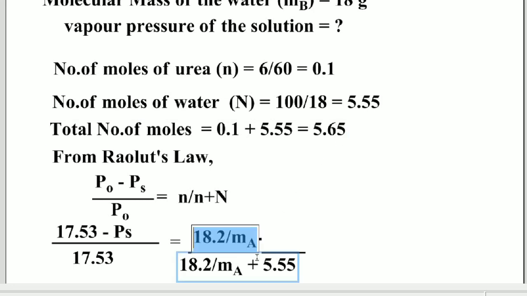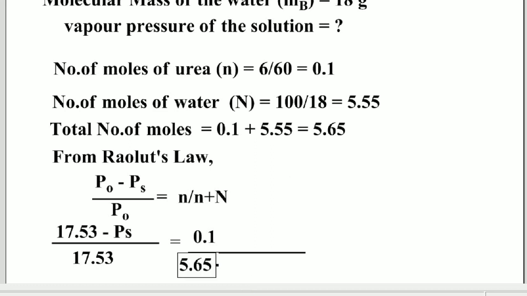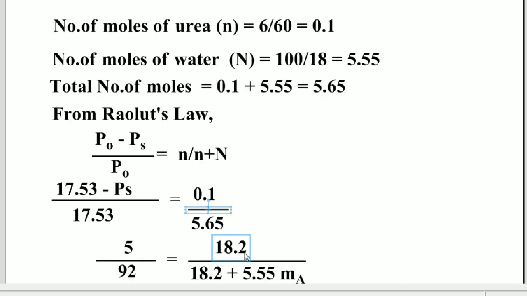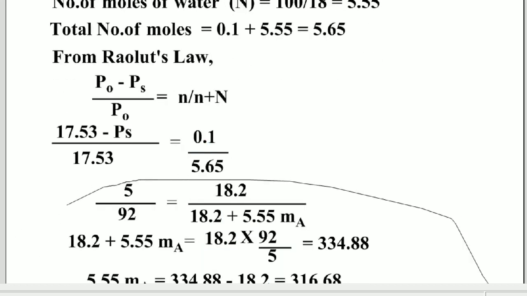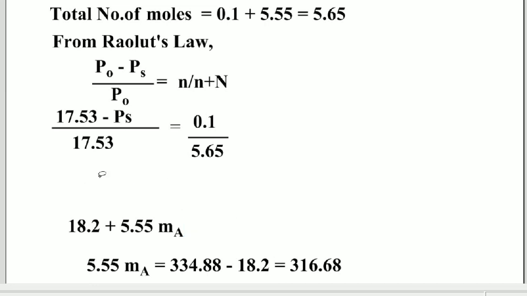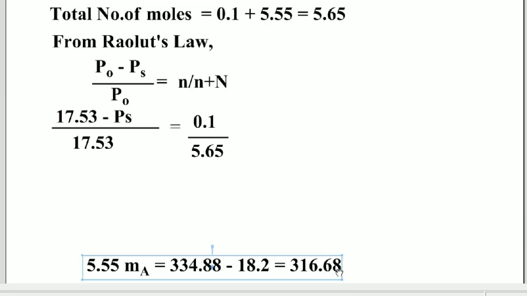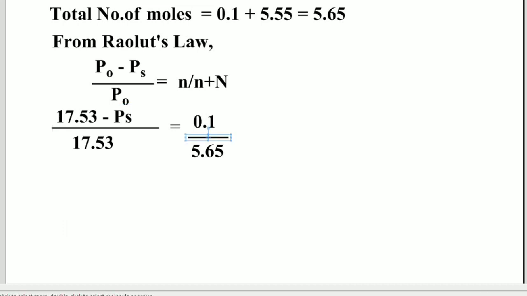Now for small n you can substitute 0.1 by total number of moles, which is 5.65, so 0.1 by 5.65. Now on simplification we can find the value of PS. The 17.53 which is in the denominator on the left hand side is brought to the right hand side, and it becomes multiplied with 0.1 by 5.65.